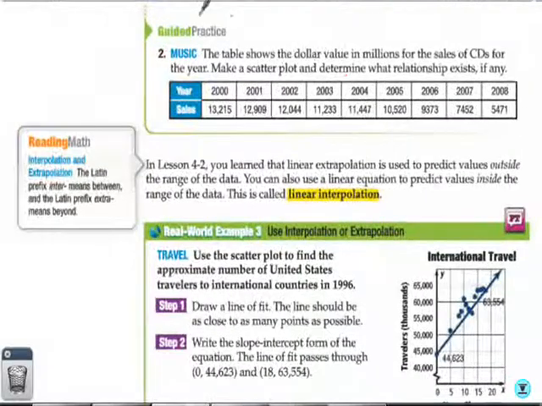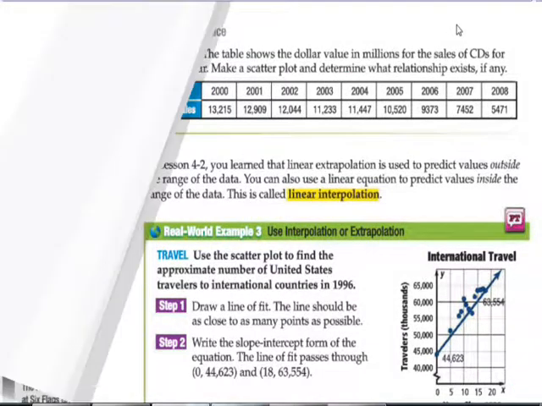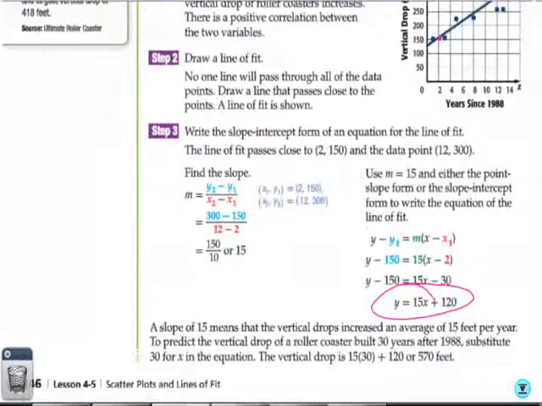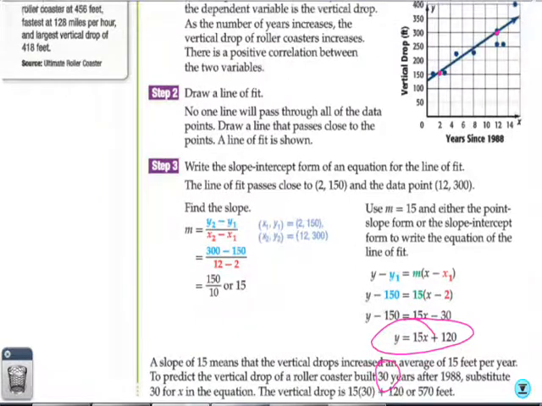Then, yikes, hold on, cool your jets. Okay, then what we do down here in step 4, a slope of 15 means that the vertical drop increased an average of 15 feet per year, and we started at 120. And so then all you have to do to find 30 years after 88 is substitute it in, and so supposedly in 2018 there's going to be a roller coaster that has a 570-foot drop.